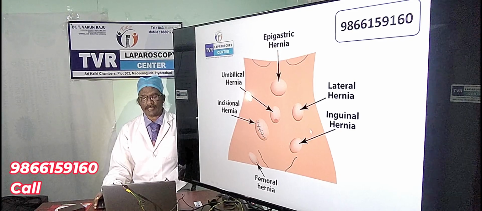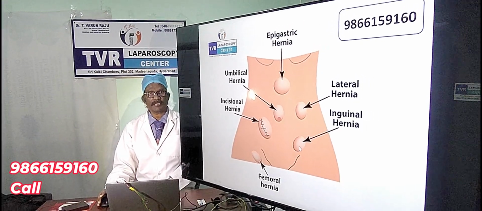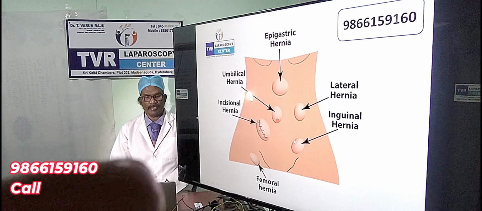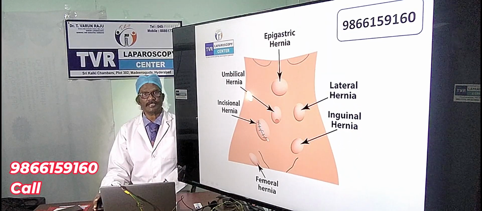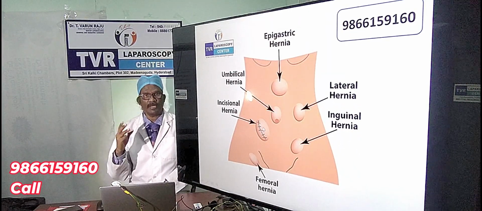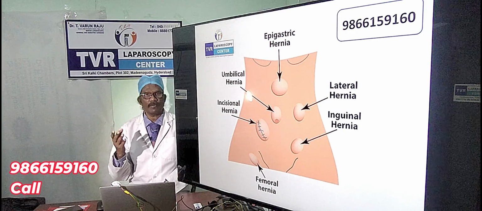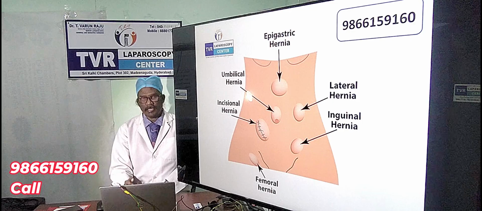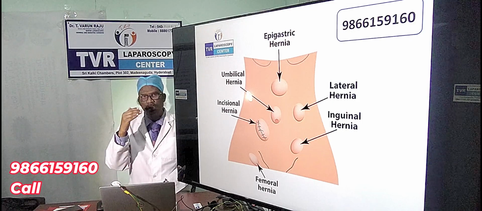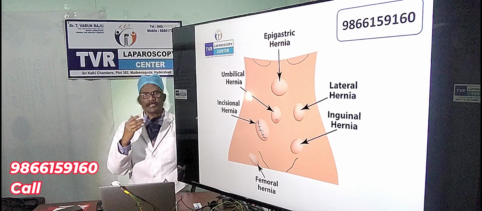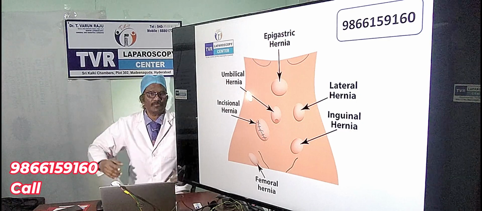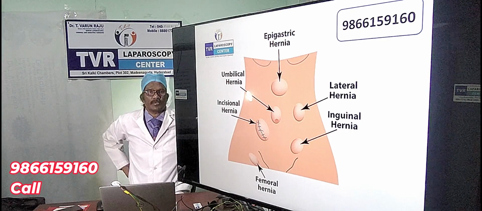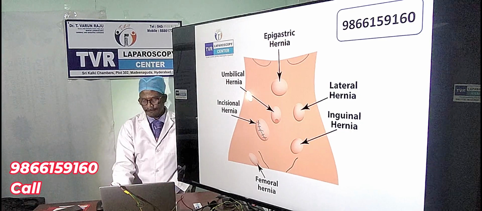And at the groin area, that's called the inguinal hernia, and there is an incisional hernia, where the patient has had previous surgeries, will have the scar, and through the scar there is a bulge. And in the region below the groin and the thigh, that's called a femoral hernia. And if you see at the back of the patient, that is called a lumbar hernia.